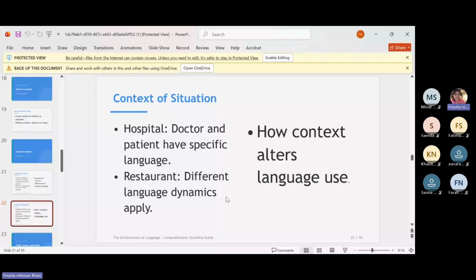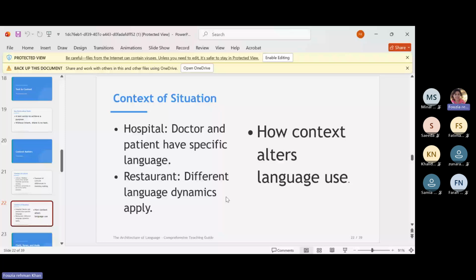Okay, context of situation. Two kinds of context. Context of culture we have already discussed. The other is context of situation, which can be the change of places. In the hospital, in the restaurant, at schools, at educational institutions, at the markets. All of that tells you about the different situations. So, the different language dynamics that you apply.